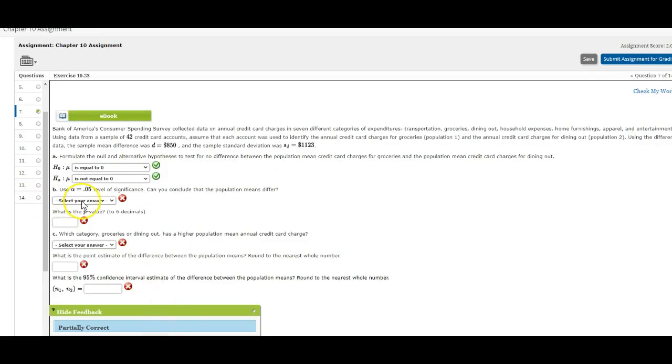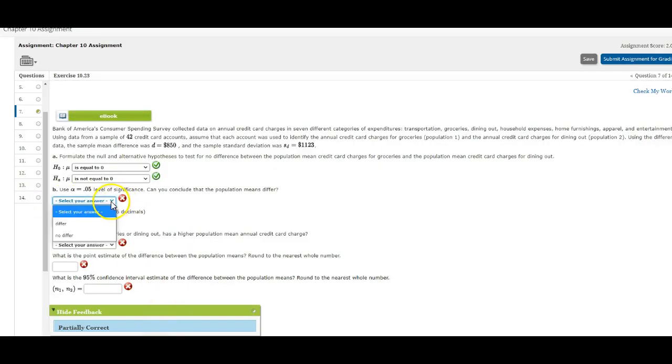The answer here is that the means do differ. The p-value is 0.00015.